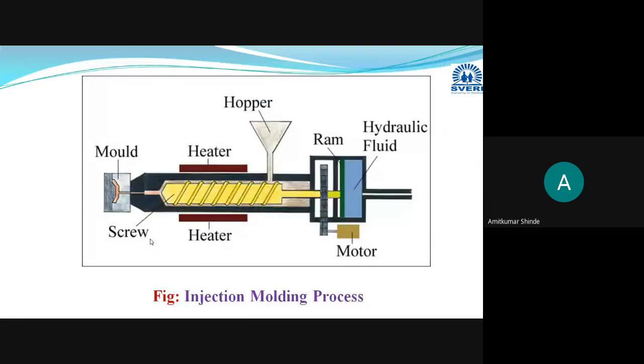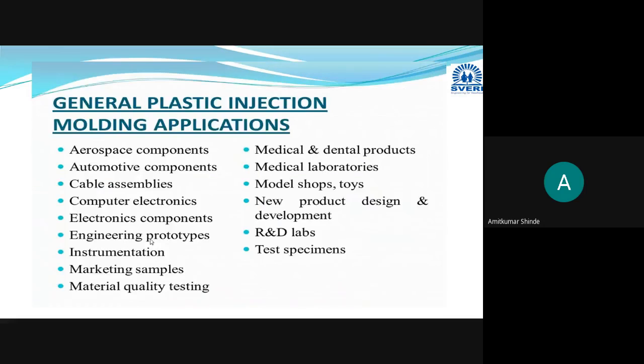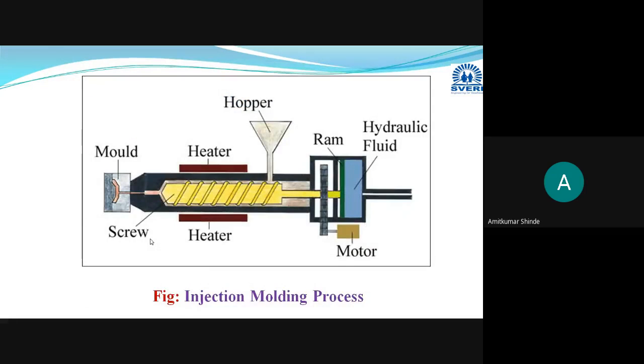Now this injection molding process has certain advantages and certain disadvantages. After seeing the applications, we have tried to learn what the injection molding process is. I will explain first the advantages and then a few disadvantages. What are the advantages here? The processing time is very less, from 2 seconds to 60 seconds. That's why the rate of production is very high.